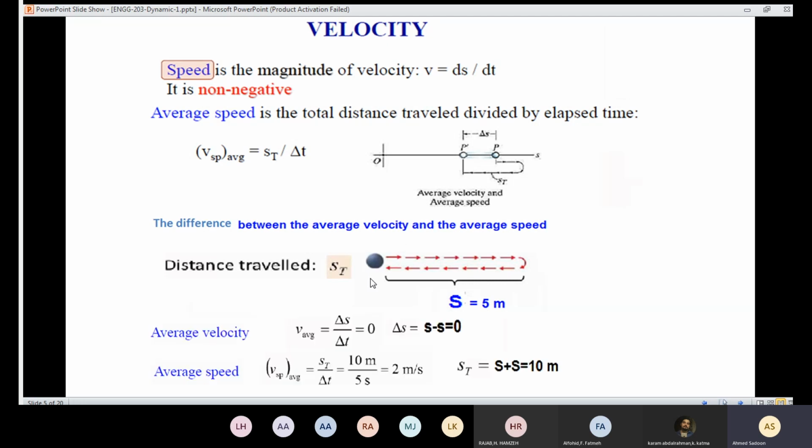So if I'm going to determine the average velocity, it's going to be delta S over delta T. Delta S in this case is 0. It means that the value of the average velocity is going to be 0 as well. But in case of average speed, we are going to determine the total distance traveled, and in this case it is 5 plus 5. And the average speed came out to be 2 meters per second. So we need to differentiate between the average velocity and the average speed.